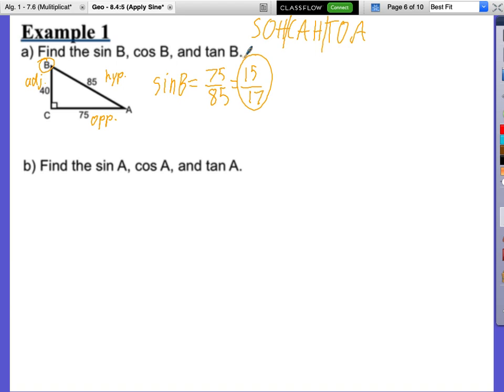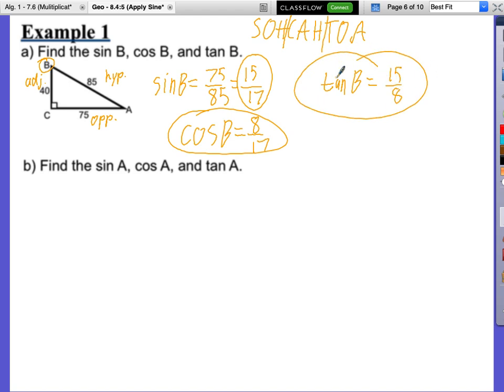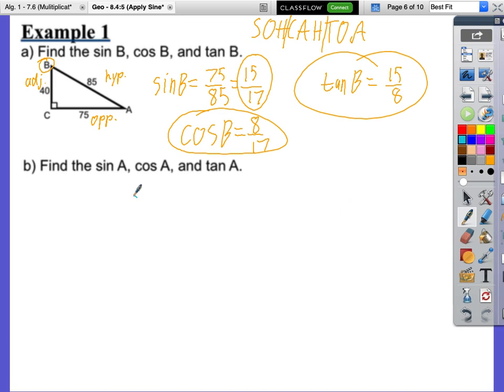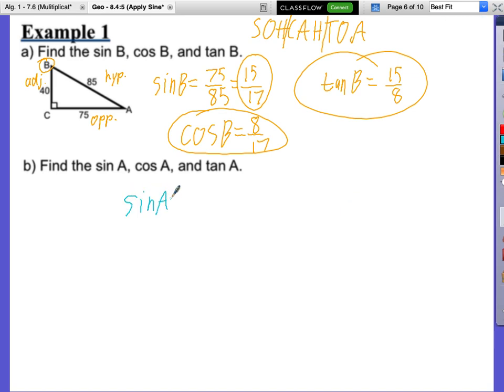Eric, what'd you get for the cosine of angle B? The cosine of angle B, I got 8 over 17 is what it reduced to. Cameron, what'd you get for the tangent of angle B? Awesome, it reduced to 15 over 8. If we look at A, Julie, what'd you get for sine of angle A? The reduced fraction. 8 over 17. Okay.